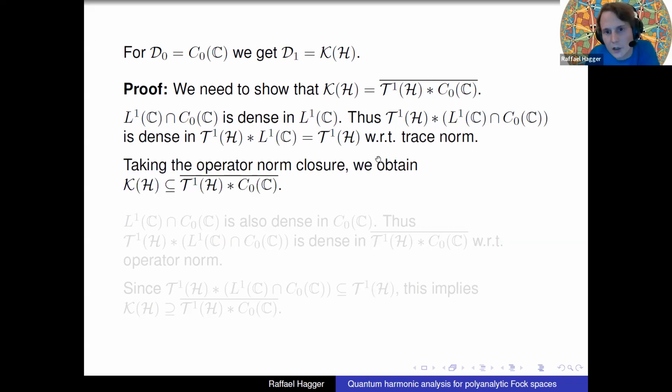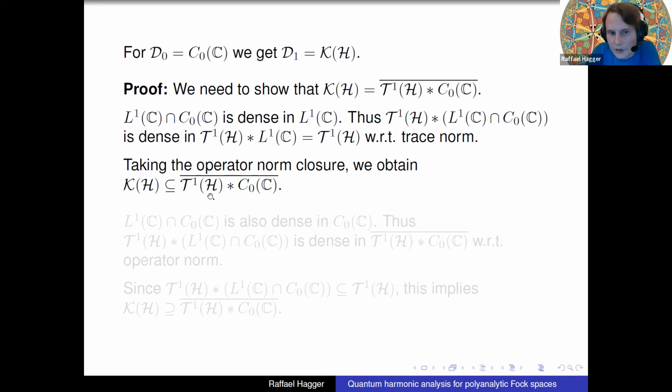Now we can just take the operator norm closure of this. What does it mean? If you take the operator norm closure of the trace class operators, you get just the compact operators. That means here you get the operator norm closure of this here. And this, of course, is contained in this here. So the closure of this is contained in this, and so you get one direction. The compact operators are in here.